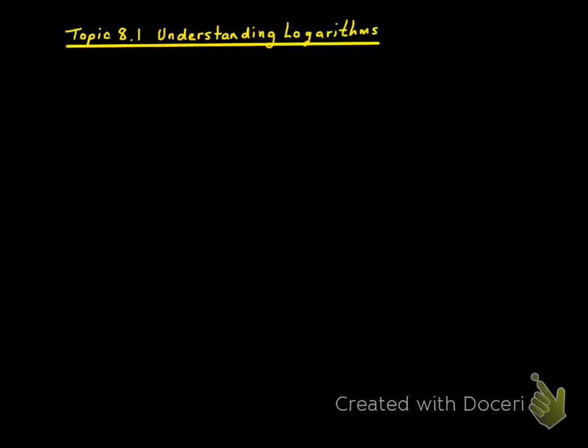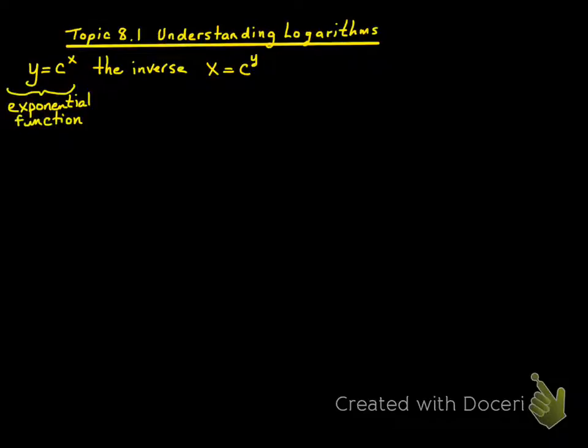Today in Math 30-1, we're looking at topic 8.1, Understanding Logarithms. First of all, from our exponential functions, we know that y equals c to the power of x. The inverse function would be x equals c to the power of y. As I said, that's our exponential function. x equals c to the power of y is our logarithmic function.